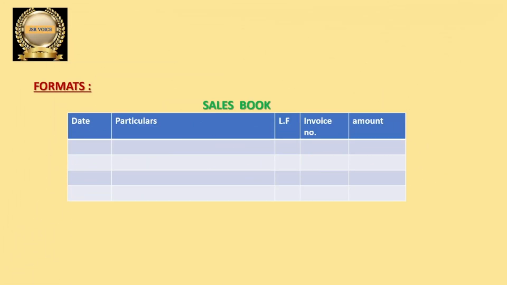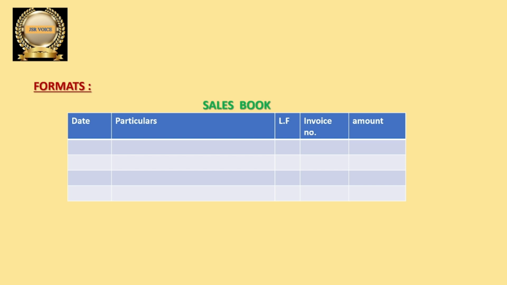That is the sales book format. The second subsidiary book is the sales book. Let us discuss the format. If you see this format, it is similar to that of the purchases book. Purchases book and sales book formats are the same: date, particulars, LF column, next invoice number, next amount. In the sales book, all credit sales are recorded. Cash sales are not recorded.